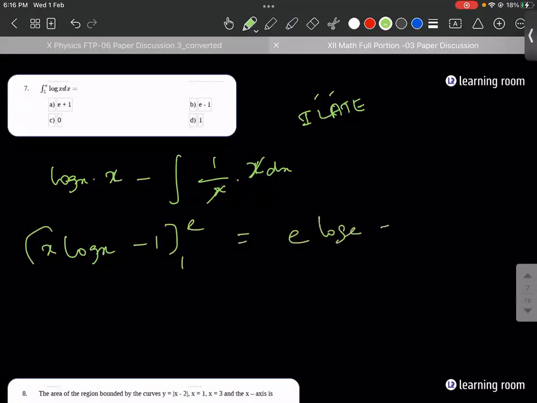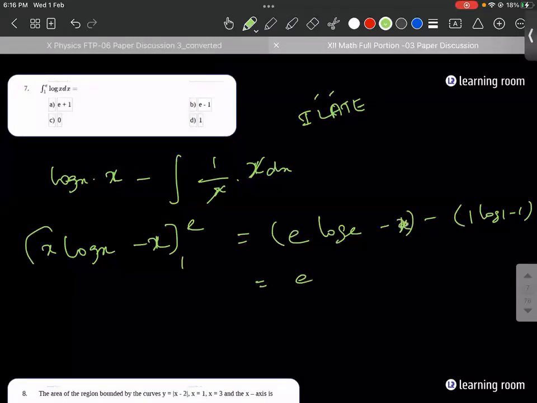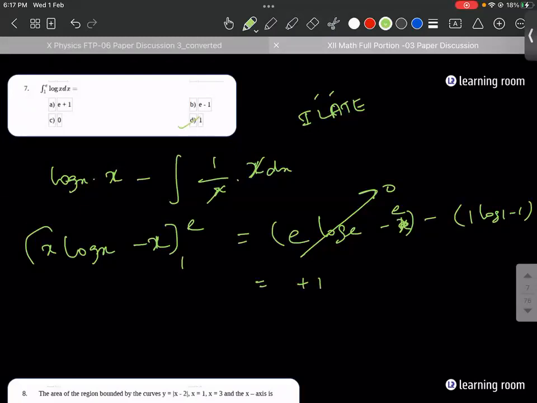So that will be e log e minus e, minus of 1 into log 1 minus 1. Sir, x log x minus x? Why x? Oh, x log x minus x. Correct. So it will be e log e minus e. e into log e is 1, so this will become 0. Correct? e log e minus e, minus of 1 into log 1, so it should be plus 1. So this should be the answer. Just verifying once. Yeah, correct.